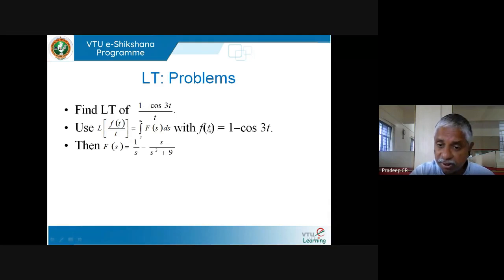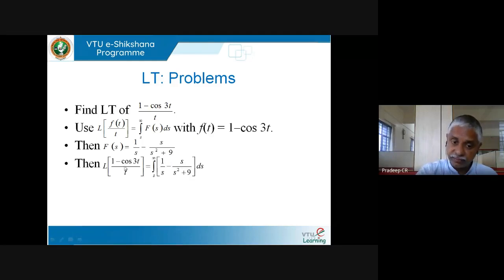Laplace of this is Laplace of this minus Laplace of this. Laplace of 1 is 1 by s. Laplace of cos 3t is s by s square plus 3 square. So I have two terms in capital F of s. Laplace of 1 minus cos 3t has two terms. One is 1 by s, another is s by s square plus 9.